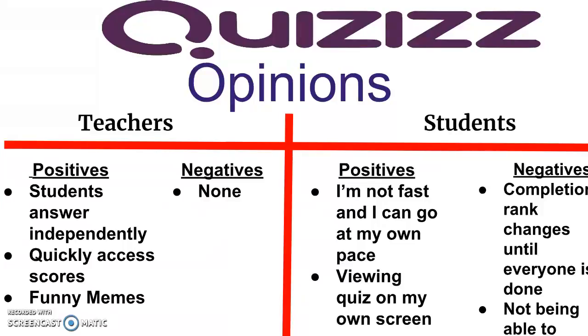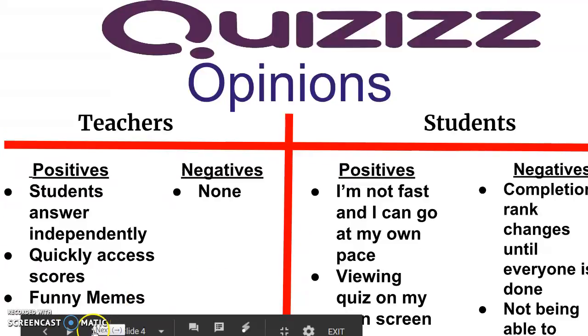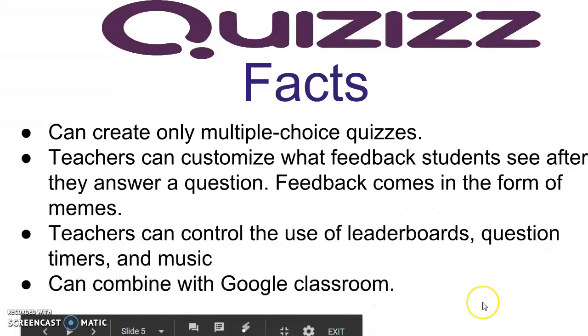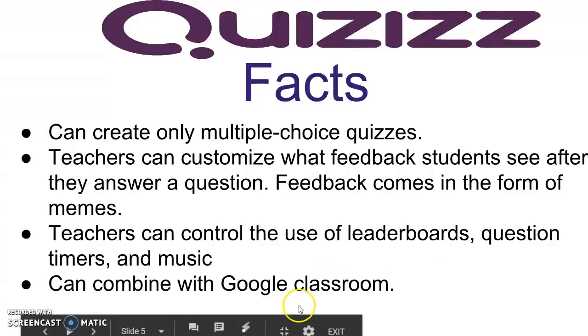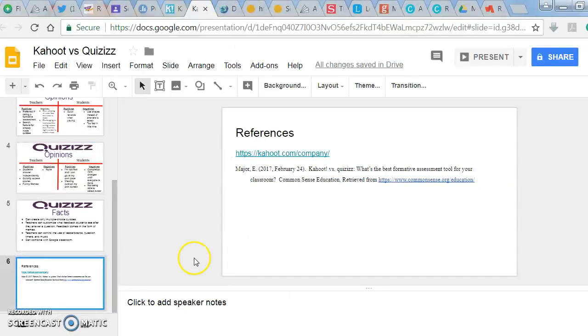They view their own screen. But then some negatives would be that they don't get to select their own avatar, and that their rank might change at the end after everyone is actually finished with the game. Some facts on quizzes would be that you can create multiple choice quizzes, and then they can customize the feedback in the forms of memes, and you can combine it with Google Classroom. So Kahoot versus quizzes, you should definitely try in the classroom if you have not already.